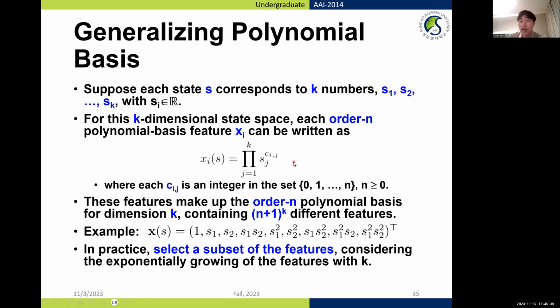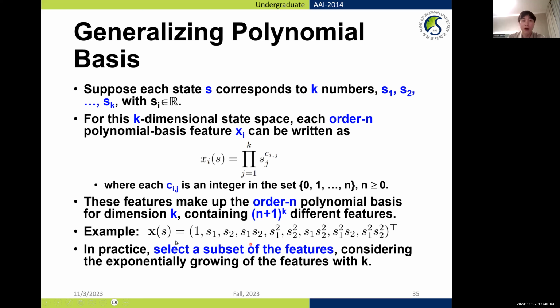So if you use a large k-dimensional state space, with k very large, then your feature vector will be very large. But actually, some of the features are not necessary or not useful for us. So this is the generalized polynomial basis.